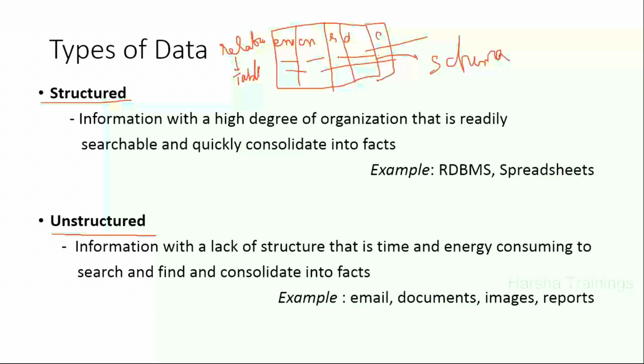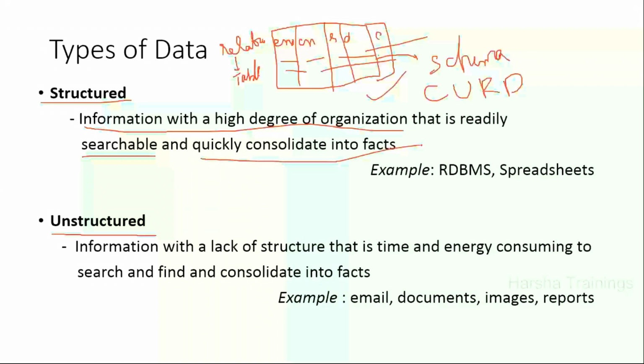If I want to update, retrieve or delete, I will use operations like CRUD: create, retrieve, update and delete. Whatever data we have in the structured format is information with a high degree of organization. Once I store the data in a more organized format, I can easily search and extract the data, and make the data into facts. The best example of structured data is RDBMS, relational databases. Another example is spreadsheets, mostly called Excel sheets.